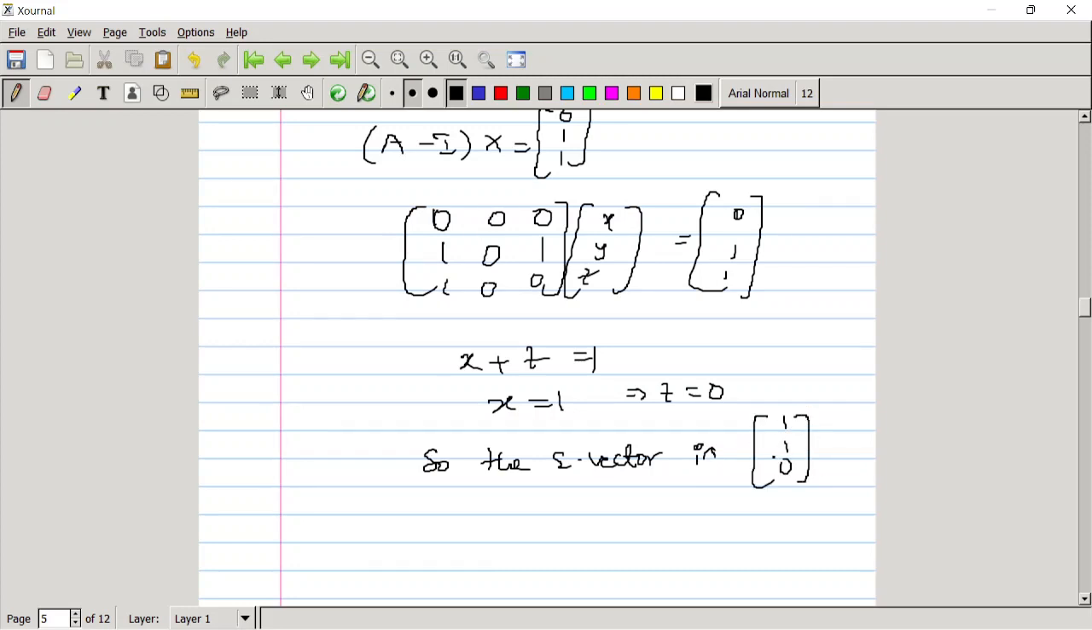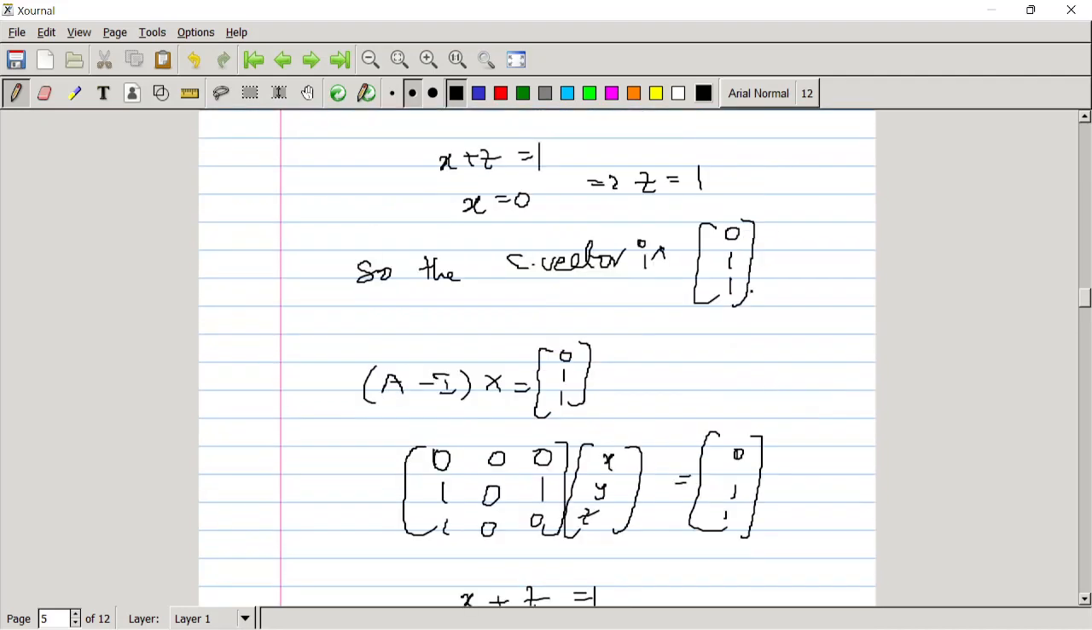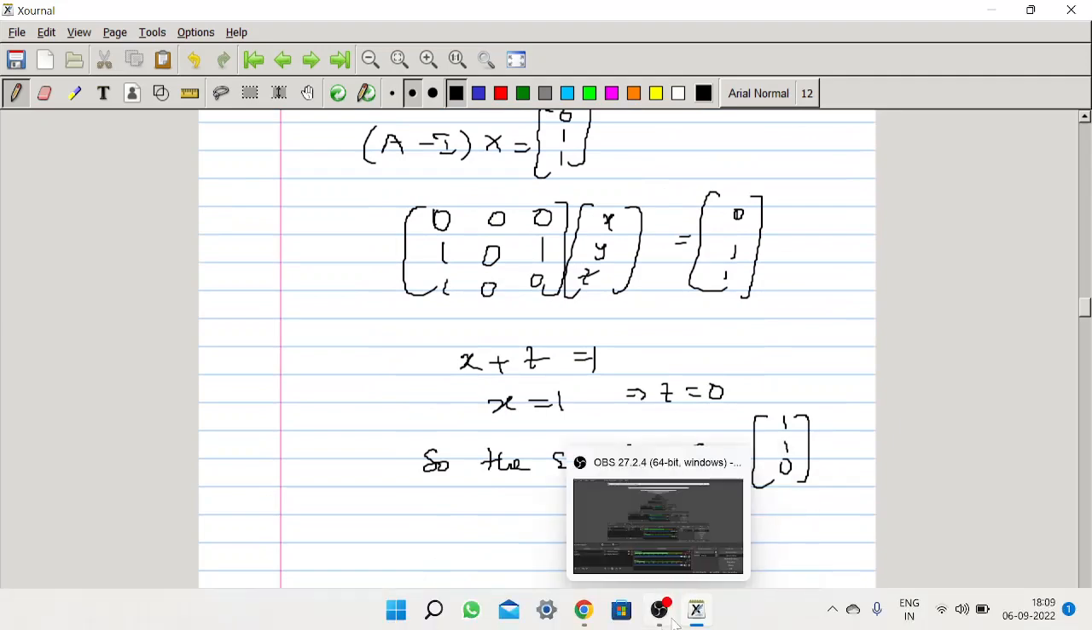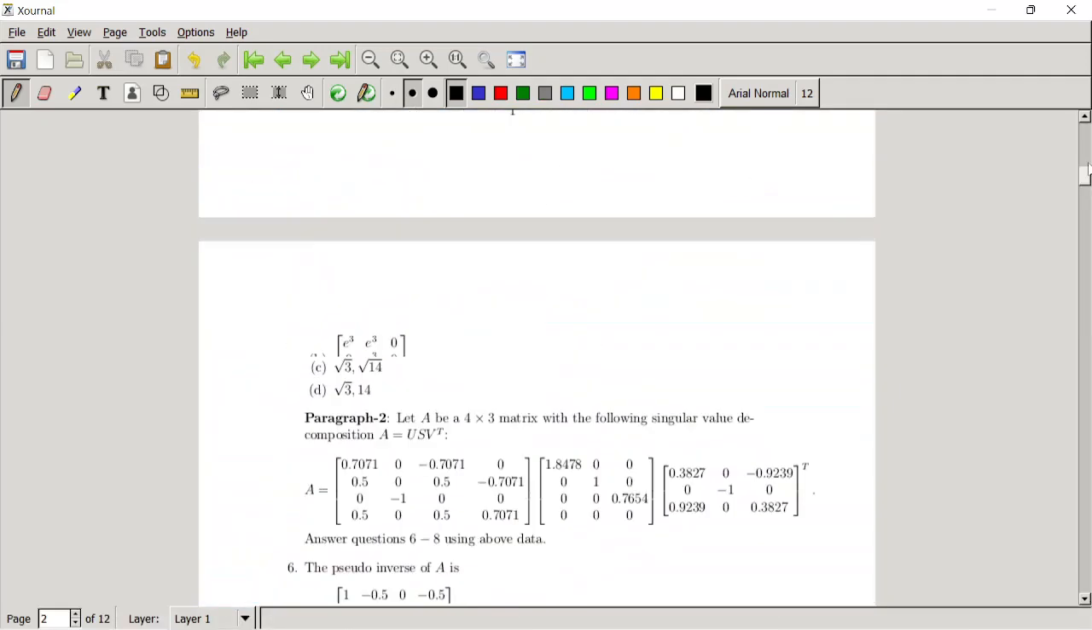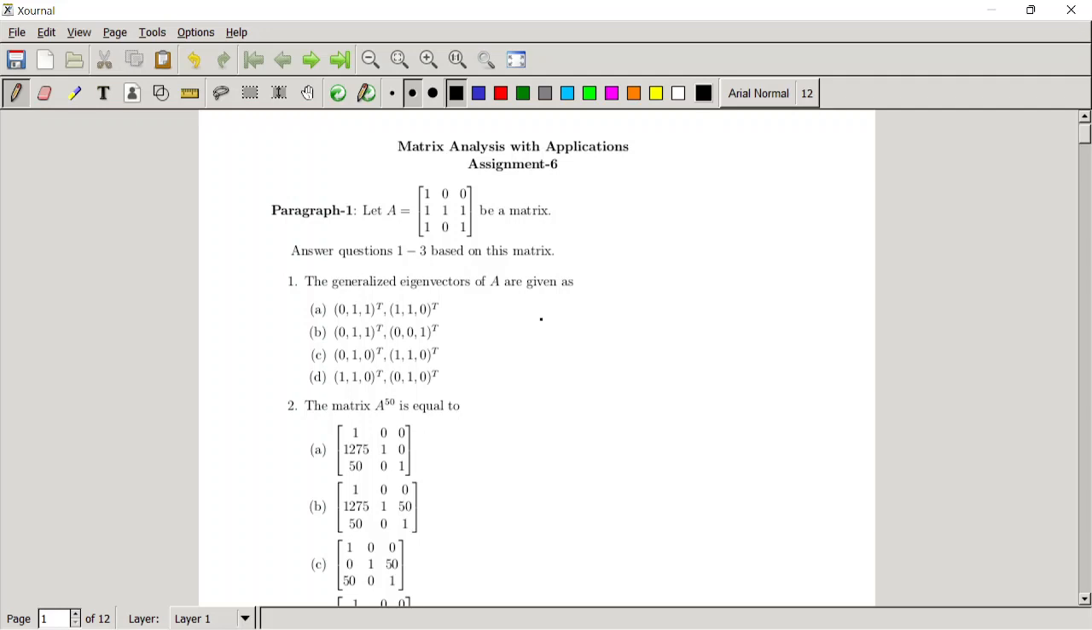So the generalized eigenvectors are the second and third eigenvectors, that is 0 1 1 and 1 1 0. That is the correct option. 0 1 1 and 1 1 0, the first option is correct.